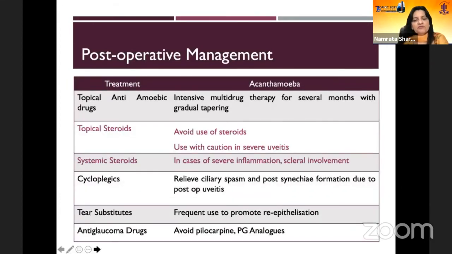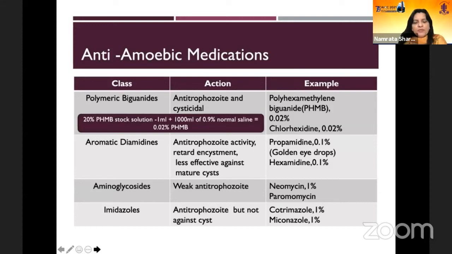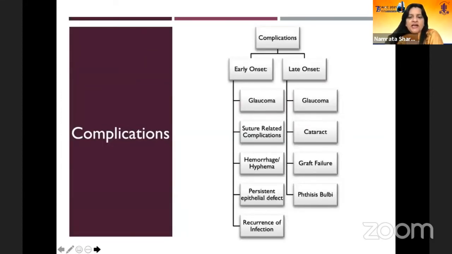And in acanthamoeba, again, one has to use the steroids with caution, and use them especially only in cases where there is severe inflammation and severe uveitis or scleral involvement. So this is how the PHMB is prepared if you require it for anti-acanthamoeba medications. Suffice it to say that for acanthamoeba keratitis, one should defer keratoplasty for as long as possible, because the chances of recurrence are very high.